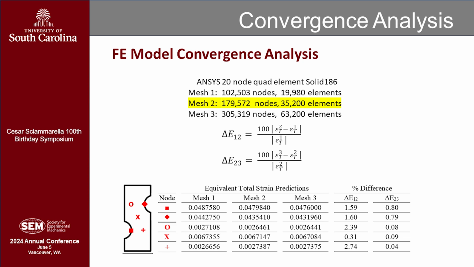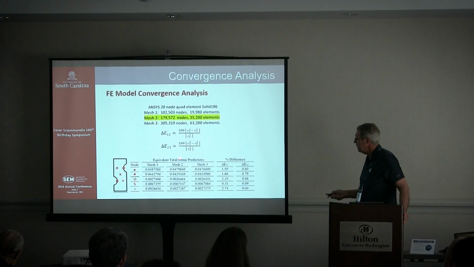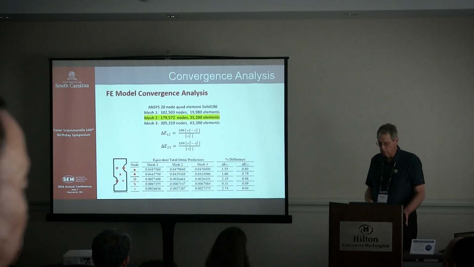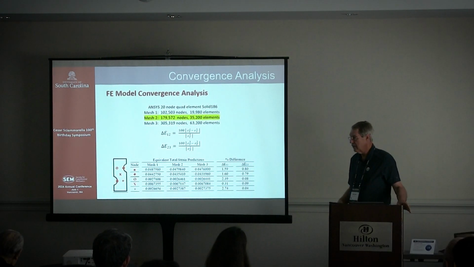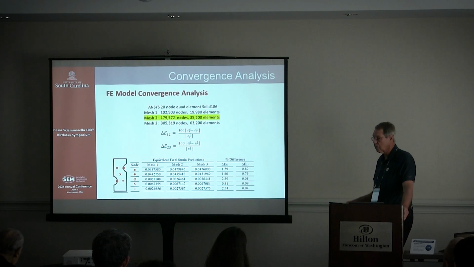We did 9 different meshes. I'm just showing you 3: the smallest number and the largest number. This one, 180,000 nodes and 35,000 elements, was the one we used. And it worked well. The difference in strains between mesh 2 and mesh 3 is very small, down to 0.09, 0.01% of the previous strain. So the accuracy is quite good, and we were satisfied this is going to give us quality data.